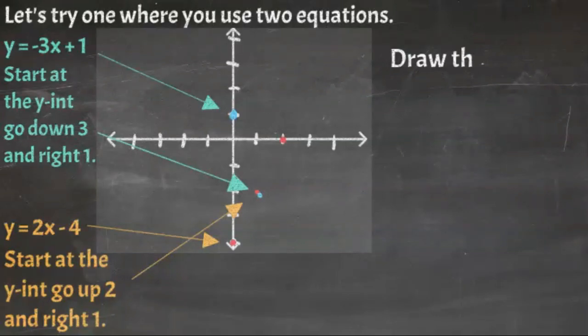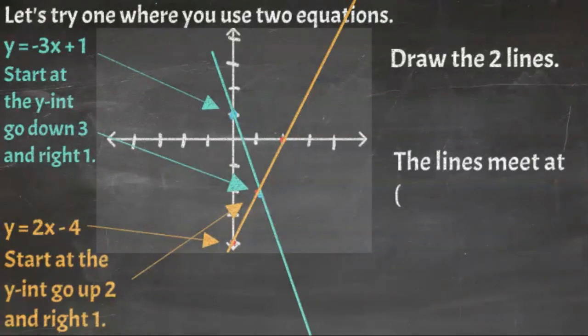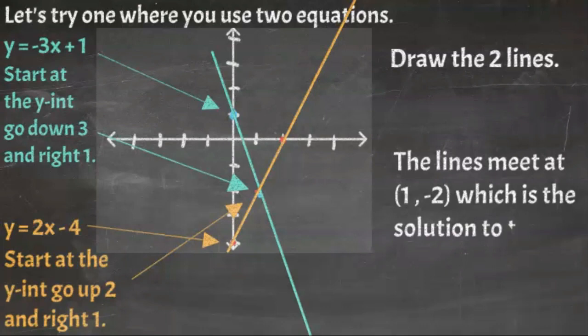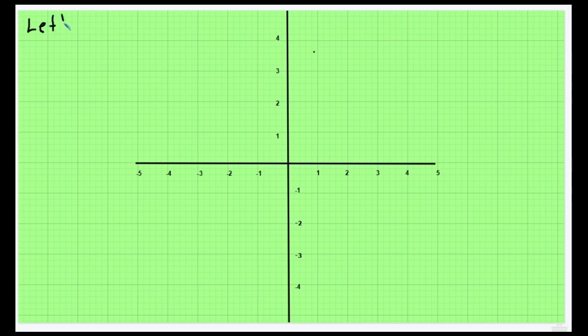Draw the lines. So there's the blue line, and there's the orange line, and it looks like they meet at 1, -2. And that makes the solution of this system of equations. So let's try another one.